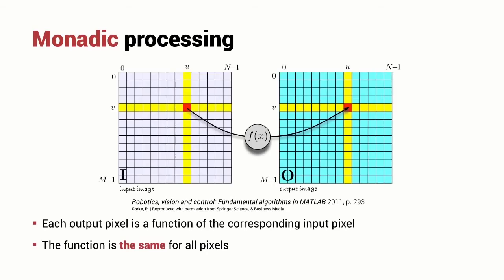In the last lecture, we talked about monadic image processing, and that's where we take a pixel from the input image, apply a function to it, and put the result into the corresponding pixel in the output image. And we looked at a number of functions. We looked at gamma encoding and decoding, we looked at thresholding, and so on. So it's the same function applied to every single pixel in the image.